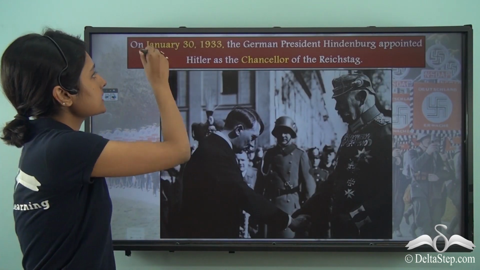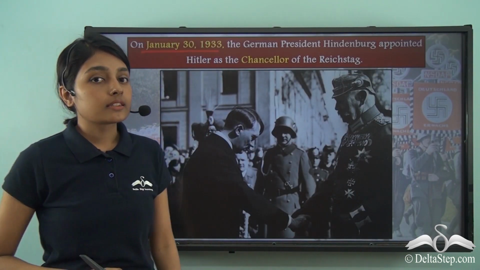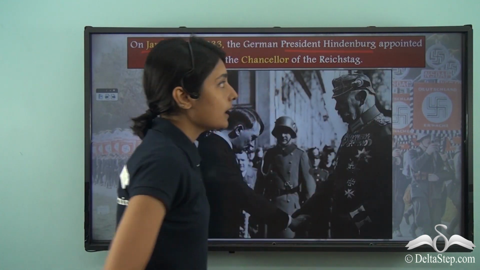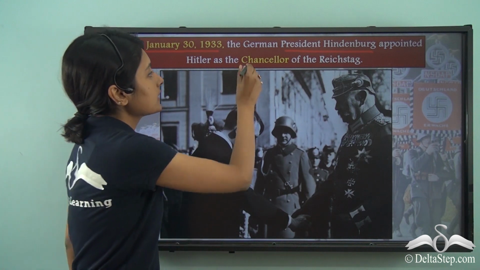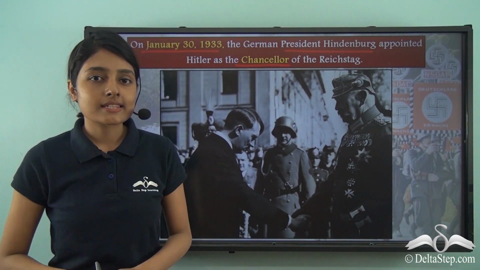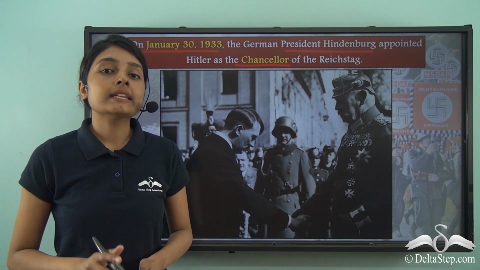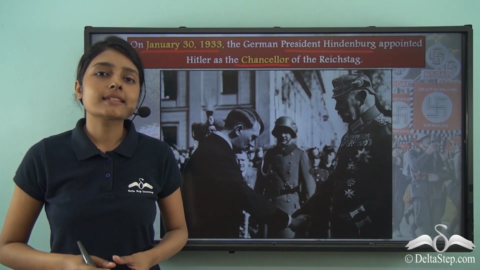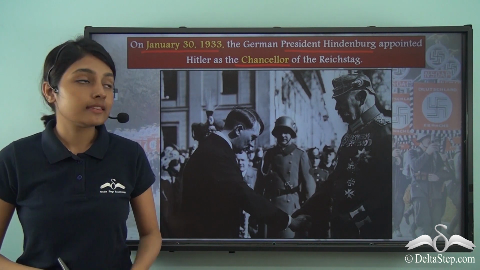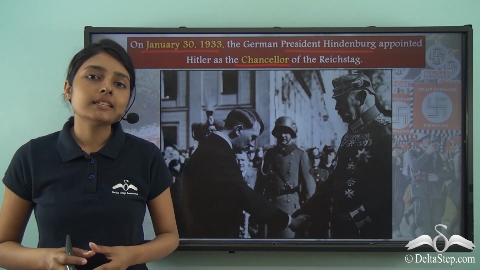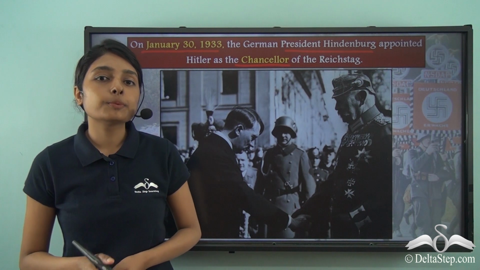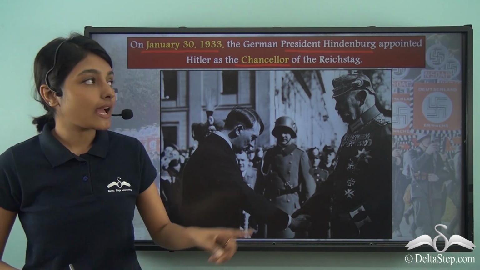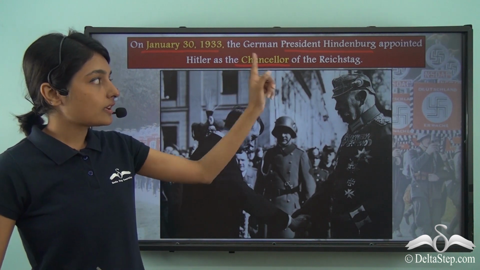On January 30, 1933, the then German president Hindenburg appointed Hitler as the Chancellor of the Reichstag. We learned that by 1932, the Nazi party had emerged as the greatest political party in the Reichstag, and as the leader of the most powerful political party in the Reichstag, Hitler was appointed as the Chancellor of the Reichstag.